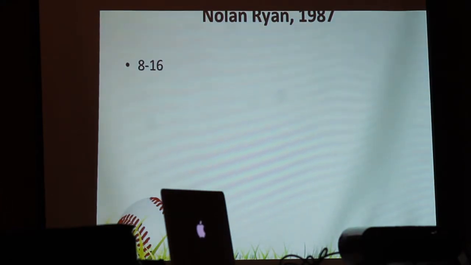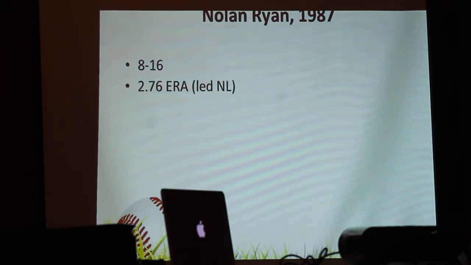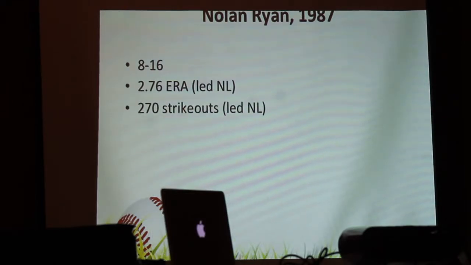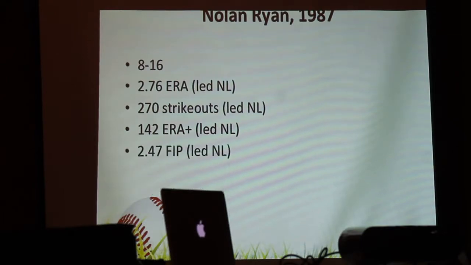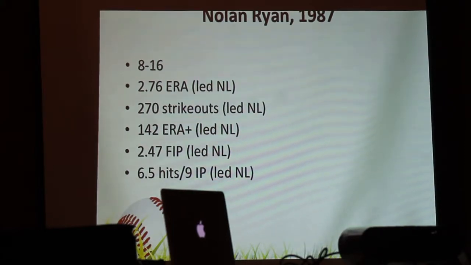But then he said, well, look at some of the other things. 2.76 ERA, he led the National League in ERA. 270 strikeouts, led the league. 142 ERA plus, a normalized figure, led the National League. 2.47 fielding independent pitching, before people even knew what fielding independent pitching was, which led the National League. 6.5 hits per 9 innings pitched, which people also weren't paying much attention to in 1987, which also led the National League.